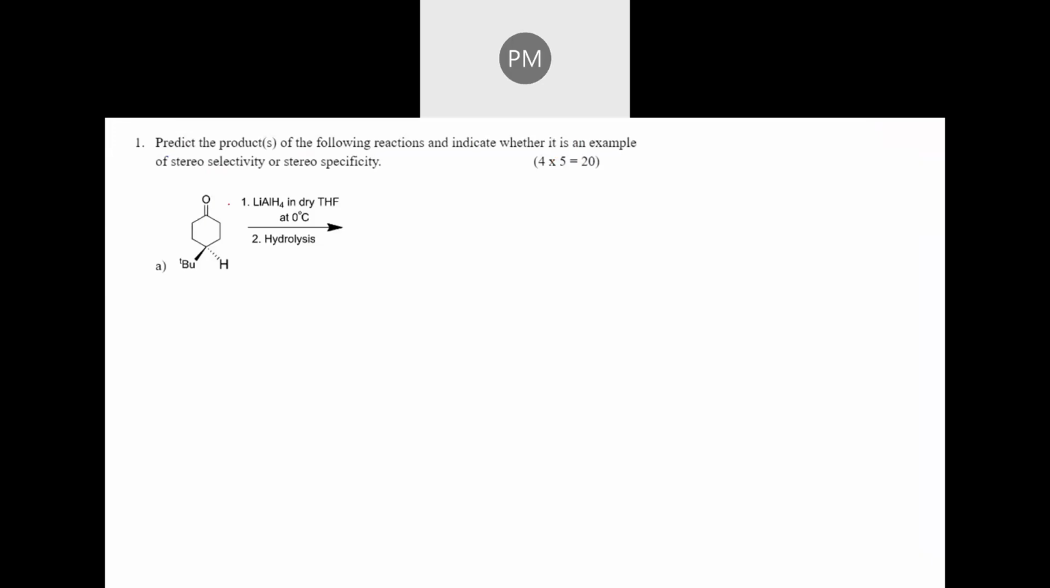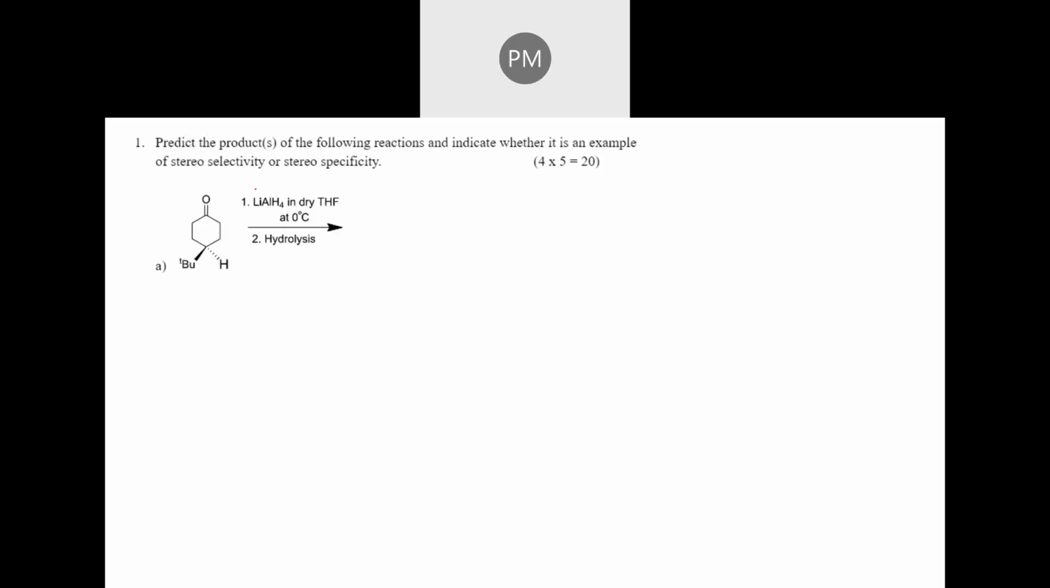So this is the first problem. We have to predict the product of the following reaction and indicate whether it is an example of a stereoselective or stereospecific reaction. First we have to know what stereoselective and stereospecific reactions are.